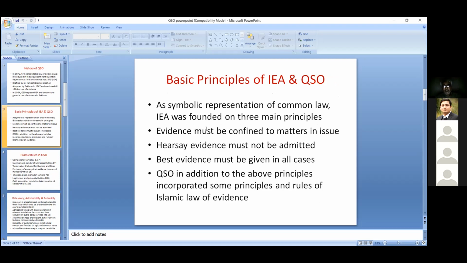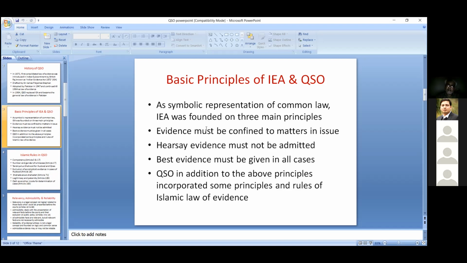There are 3 basic principles on which the Indian law of evidence was founded, and these 3 principles are still intact in our law of evidence, Qanun-e-Shahadat Order, and the majority of the provisions basically reflect the efficaciousness of those three principles. Which are those principles? Number one is that evidence must be confined to matters in issue, and the concept of relevancy and admissibility is the basic reflection of this very principle.